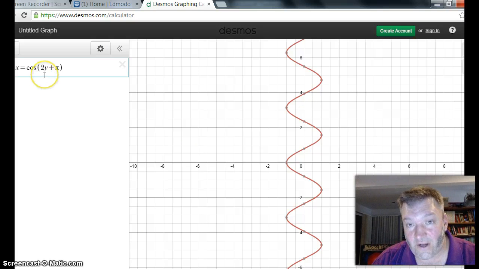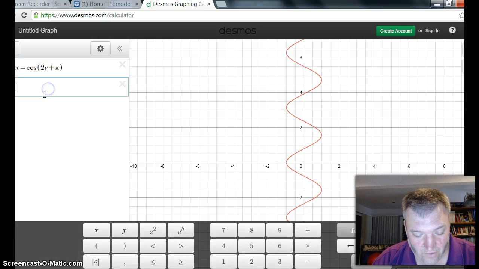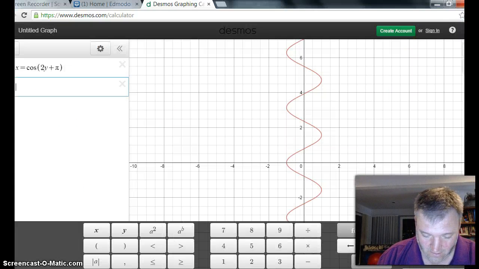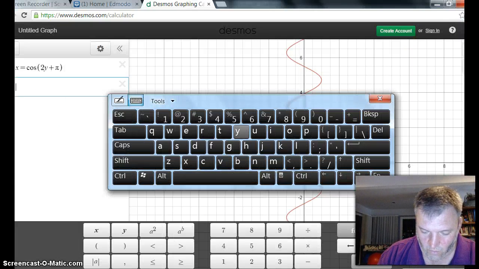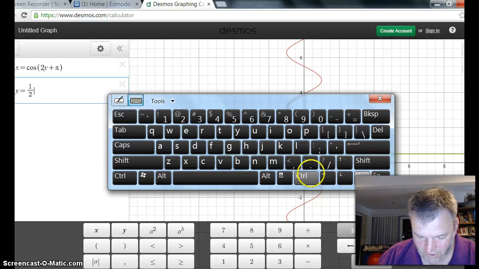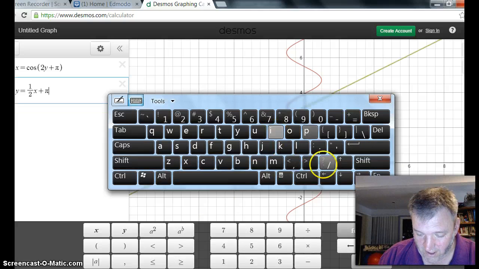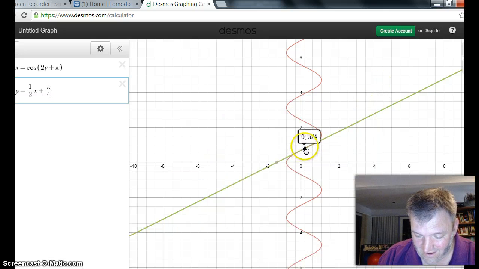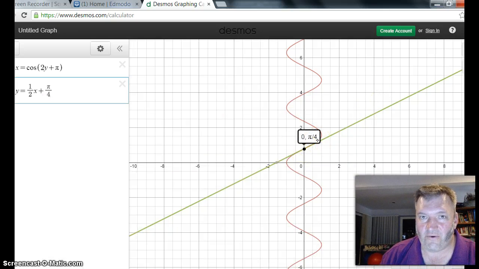I've already got cosine of 2y plus pi drawn for me. What's the equation we need to sub in? 1/2 x plus pi on 4. Let's give it a go. y equals 1/2, push across, or it'll put the x in the denominator, x plus pi divided by 4. Looks right. Is it going to look right when I get rid of the screen? Doesn't that look beautiful? We know we got it right.